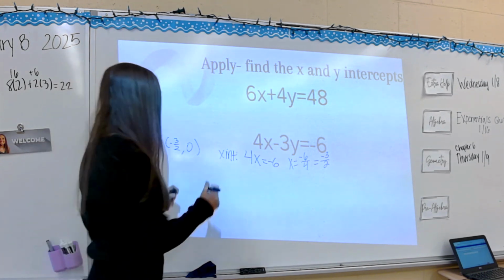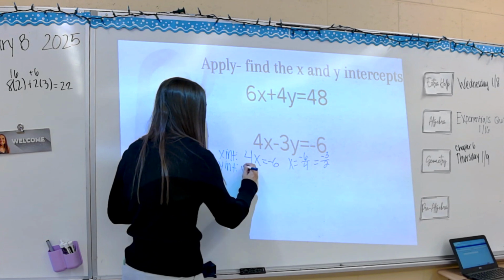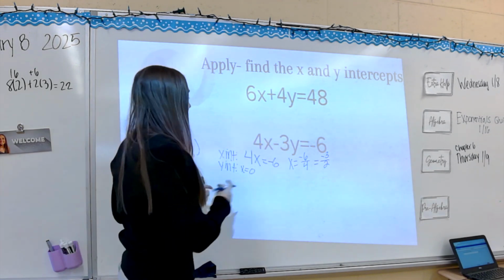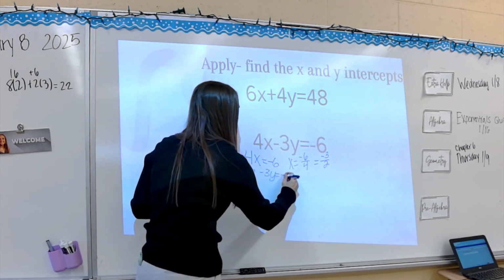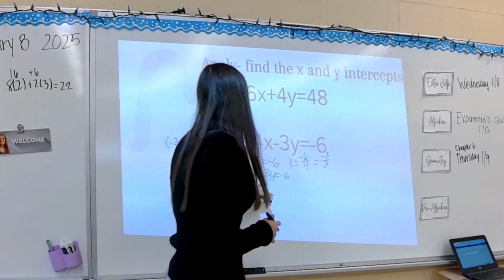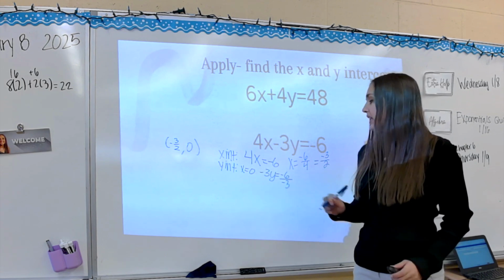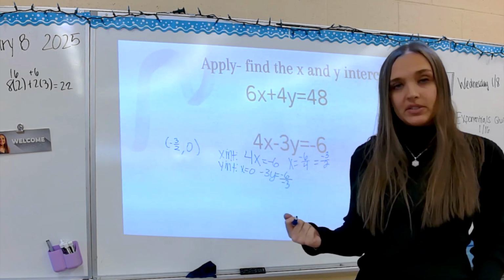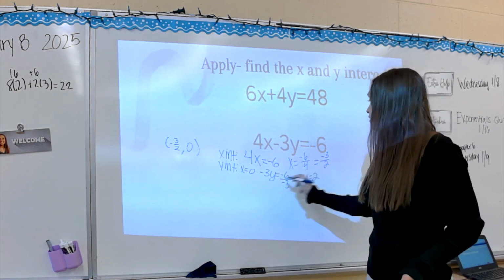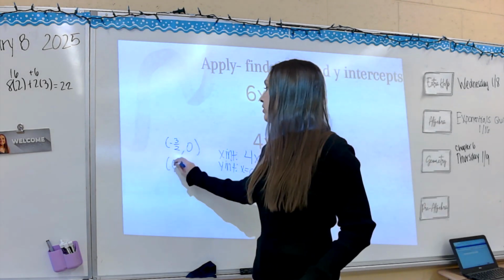My y-intercept, once again, is when x is 0. So I cover up that x term, and I'm left with negative 3y equals negative 6. I divide both by negative 3, and that leaves me with negative 6 divided by negative 3. Well, negative divided by negative is a positive. 6 divided by 3 is 2, so my y equals 2. We divided both by negative 3. So my answer is going to be 0, 2.